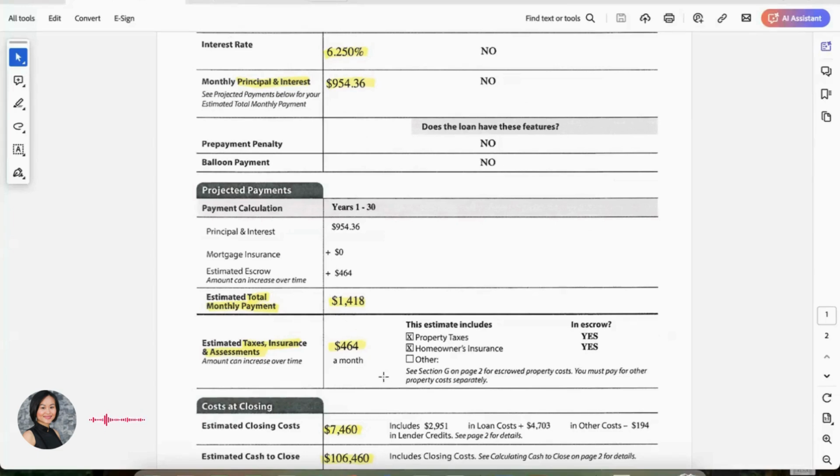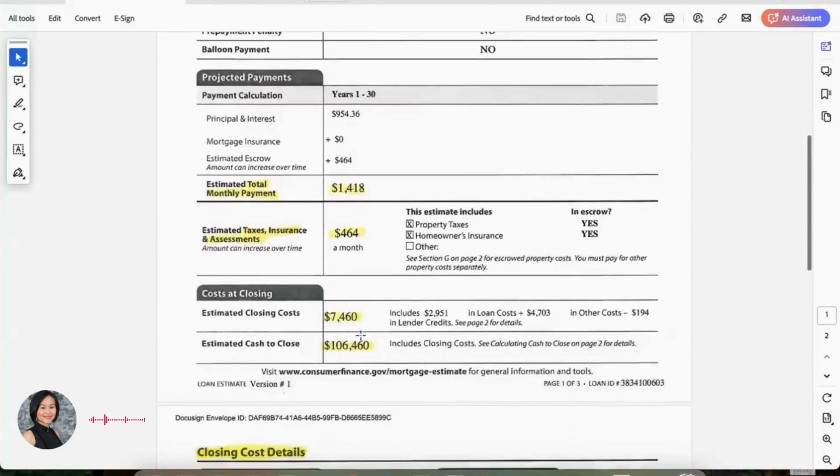Okay. The assessment, aka HOA. This property does not have one, but if you do have one, you might see it on here. However, the HOA is paid by the buyer to the HOA directly. It's not in the monthly payment to the lender. However, the lending industry wants to disclose all the numbers, so you have an idea.